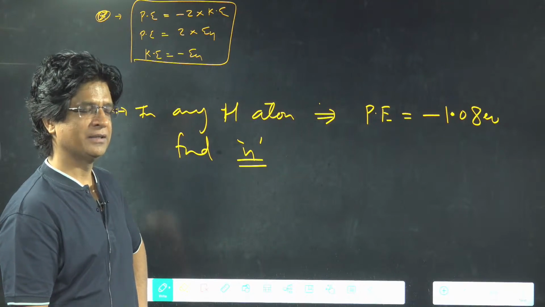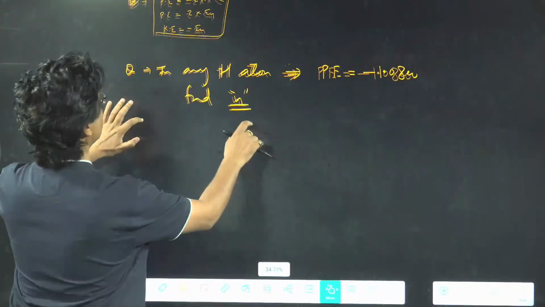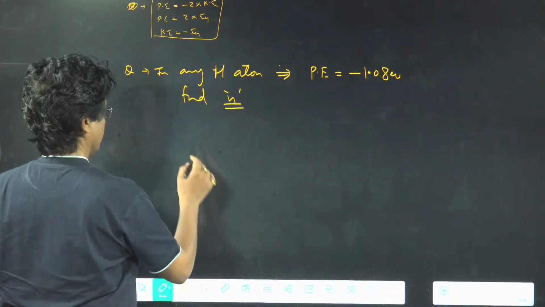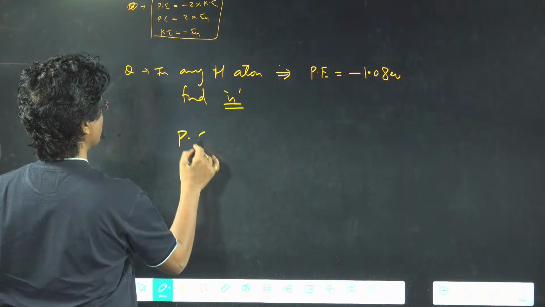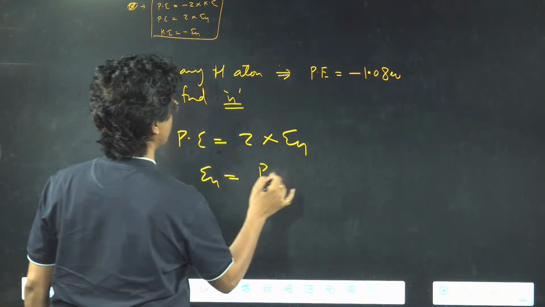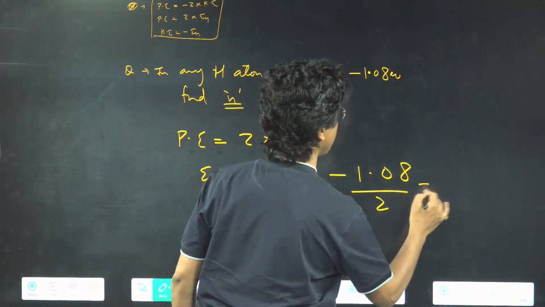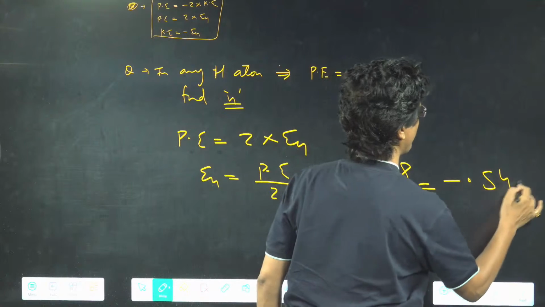The correct answer is orbit number 5. And how do you know that? I told you this thing, that potential energy is equal to 2 into total energy. That means total energy will be potential energy divided by 2. Minus of 1.08 divided by 2 will be minus of 0.54 electron volt.